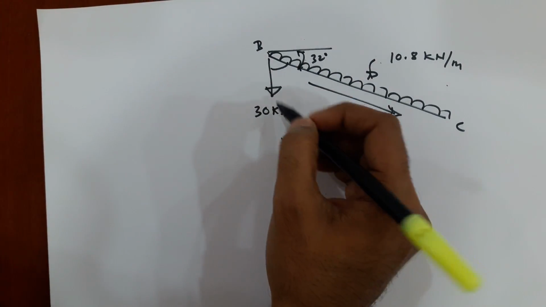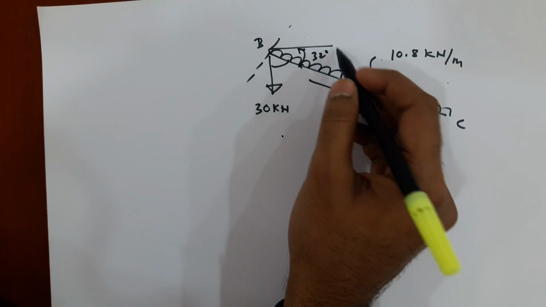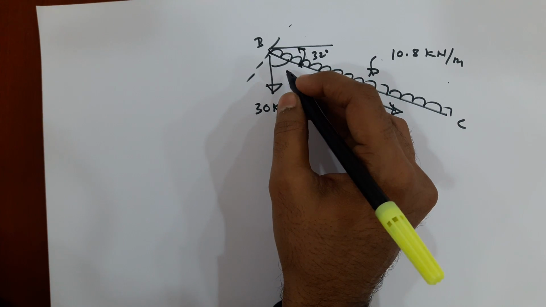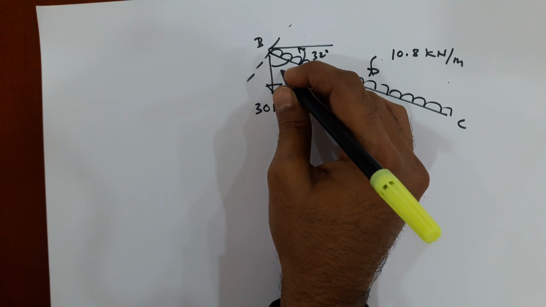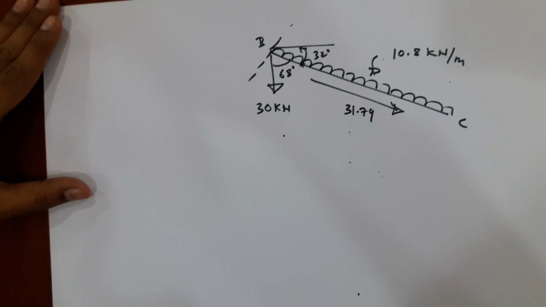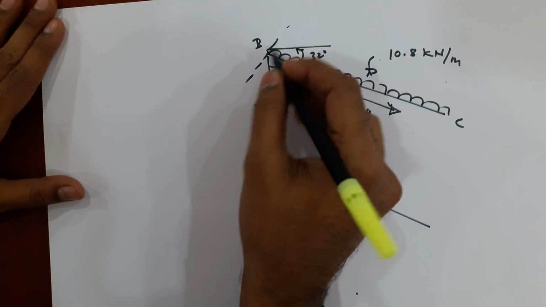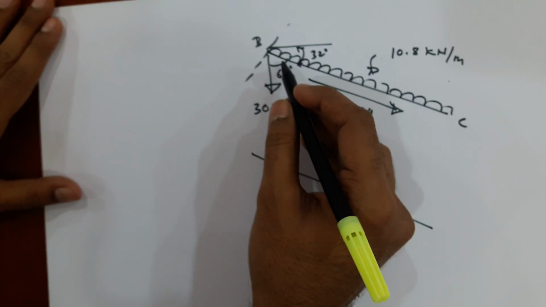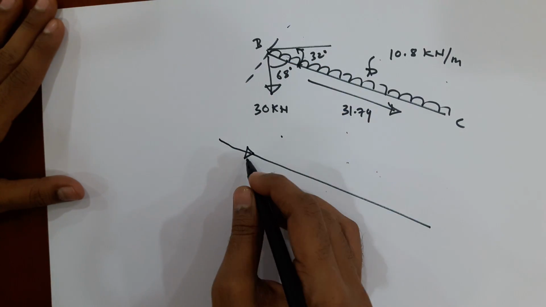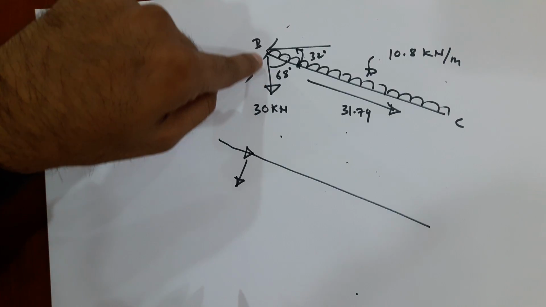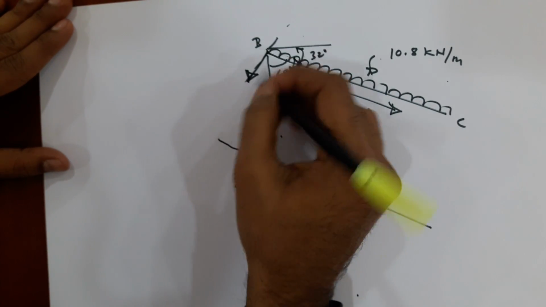Now we also have to resolve this 30 kilonewton along the member and perpendicular to the member. We know this angle is 32 degree and this will be 68 degree. So now see here, I will resolve this force along the member and perpendicular to the member. The angle is with respect to along the member. So resolution along the member will be cos component and resolution perpendicular to the member will be sine component, because angle is with respect to the member.